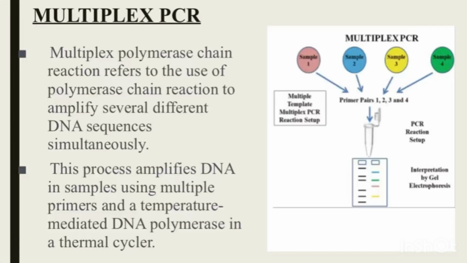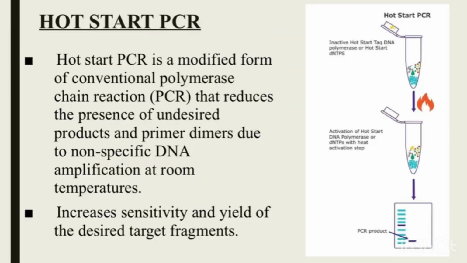Coming to the second type of PCR, which is multiplex PCR. Multiplex polymerase chain reaction mainly refers to the use of polymerase chain reaction to amplify several different DNA sequences simultaneously. And the third type of PCR is hot start PCR. Hot start PCR is a modified form of conventional PCR, which reduces the presence of undesired products and primer dimer formation due to non-specific DNA amplification, so basically it increases the sensitivity and also the yield of desired target fragments.